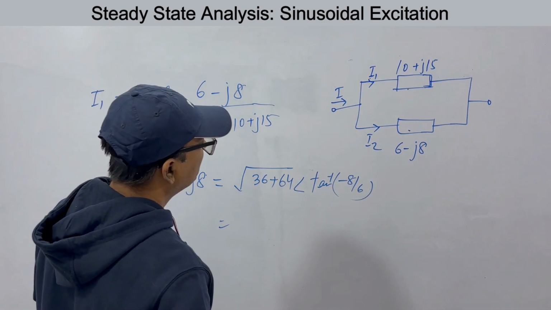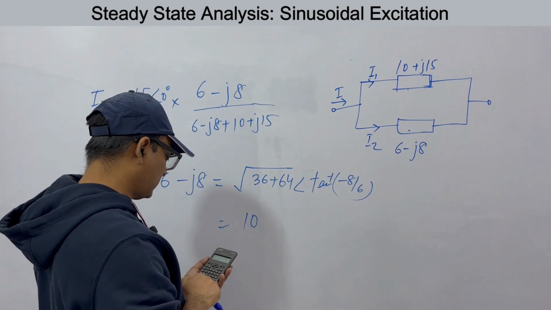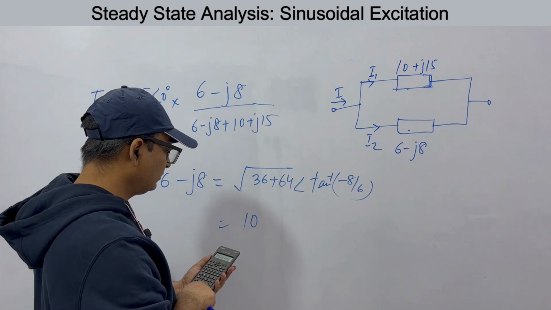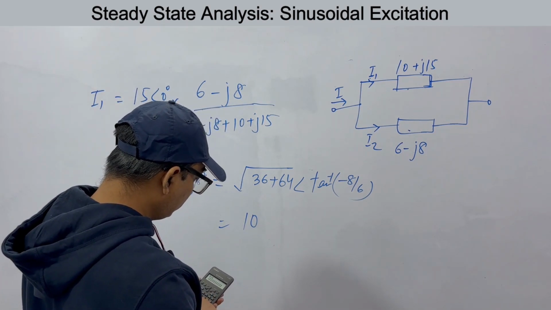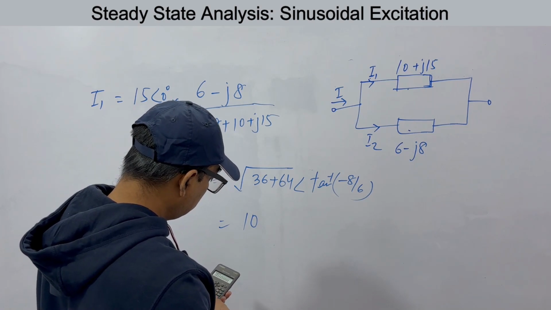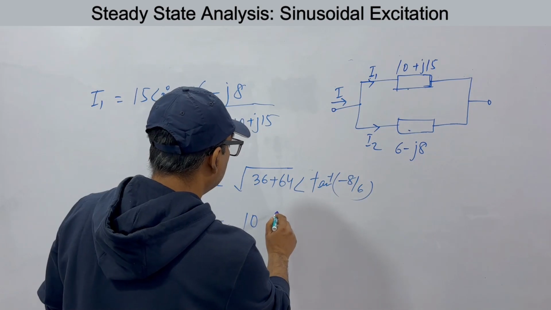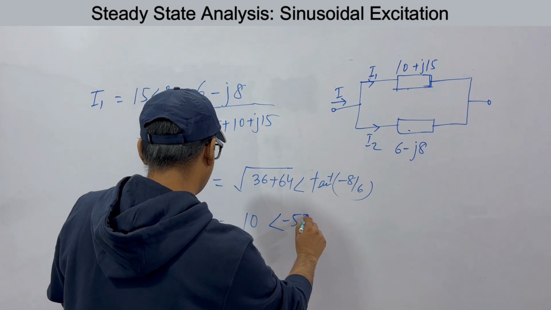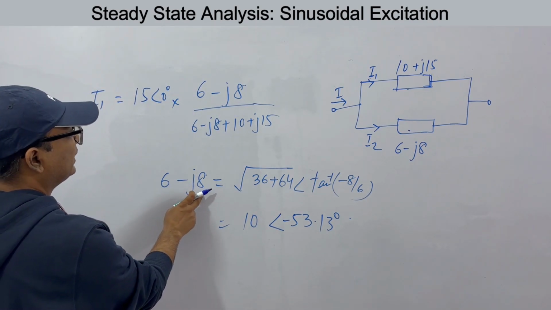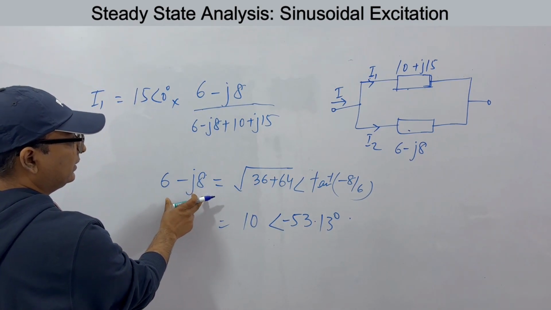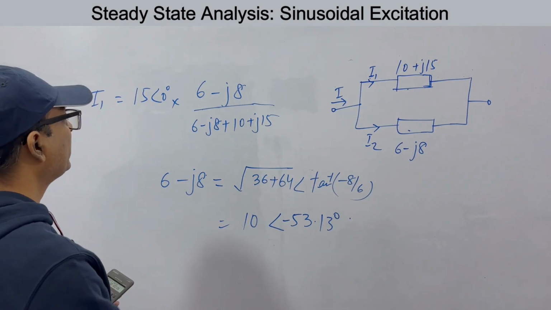So 36 plus 64 is 100, that is 10. And 8 by 6 is 1.33. If you take tan inverse of this, it comes to 53.13, but this is minus. So this becomes minus 53.13 degrees. So we can write 6 minus j8, which is in rectangular form, in phasor form, polar form, like this.